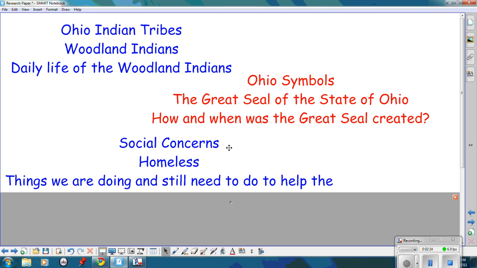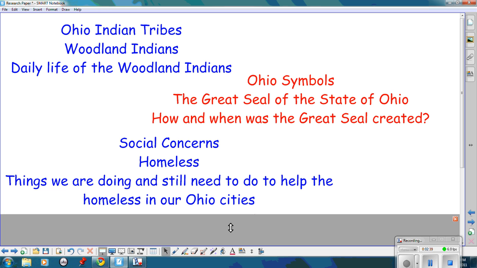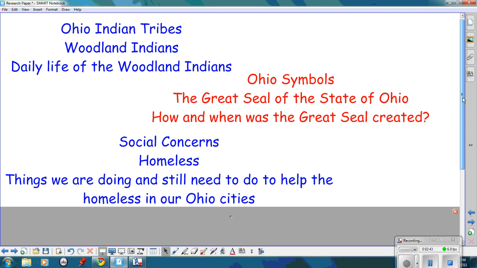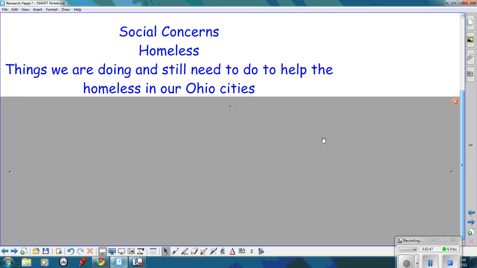Some social concerns. Social concerns is a big topic, but maybe homeless. I'm interested in the homeless. And then my detail would be focusing down even further, things we are doing and still need to do to help the homeless in our Ohio cities. So I might find that information in newspapers, but I can find a lot of this information online.